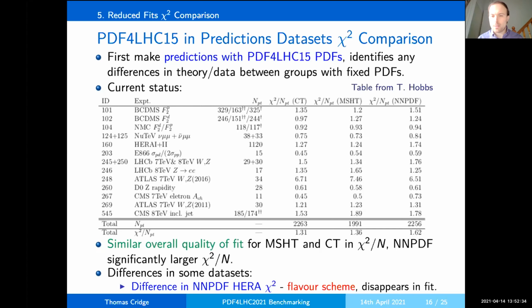It's essentially due to a flavor scheme mismatch between the PDF from LHC15 and NNPDF. And that then, because that's over half the reduced data set, causes the difference in the chi-squared over N for the overall fit quality.